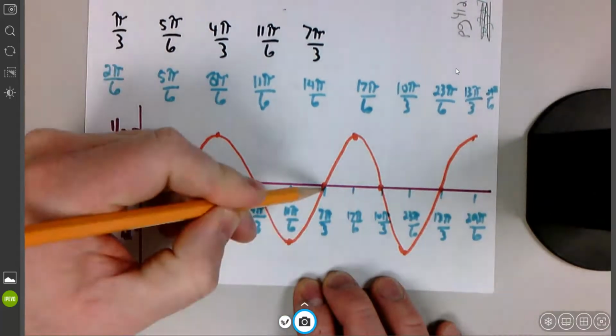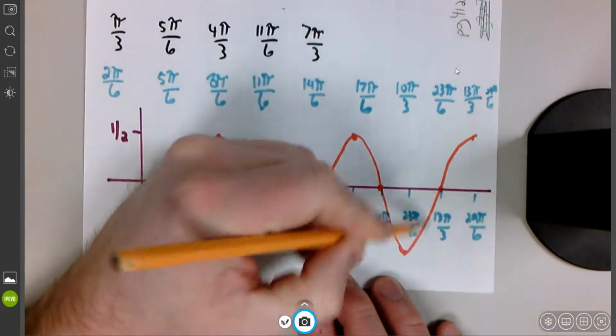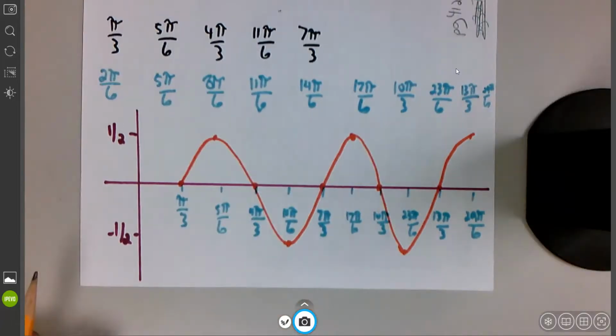From here to here is 1 full period. From here to here is another full period. 9 points is actually how many we need. I went a little bit over. But that's okay. We slid all of our key features over. If the graph said something about starting at 0, we might have to go backwards and fill in this gap. But if it just says 2 full periods, we can put those 2 full periods wherever we want.